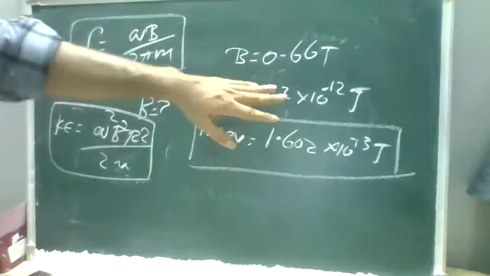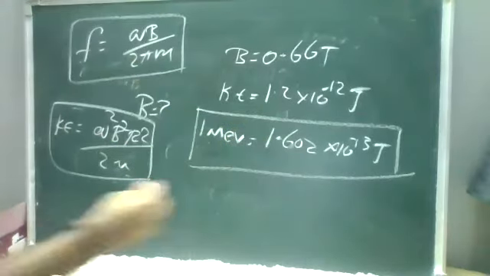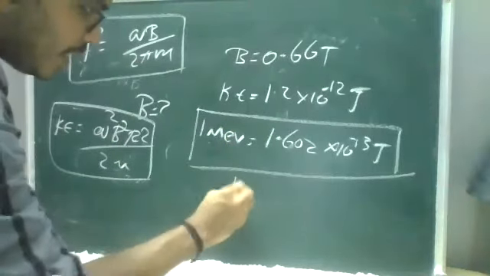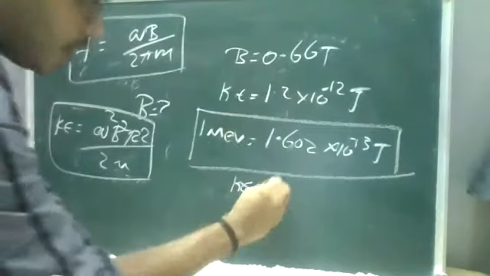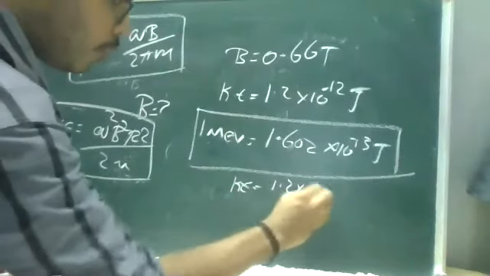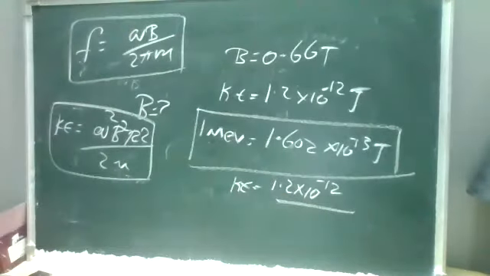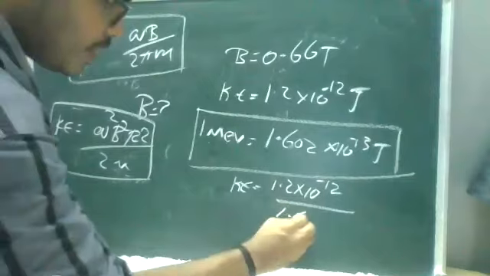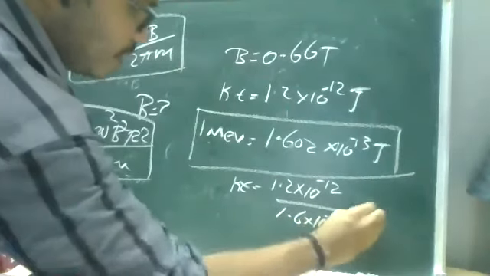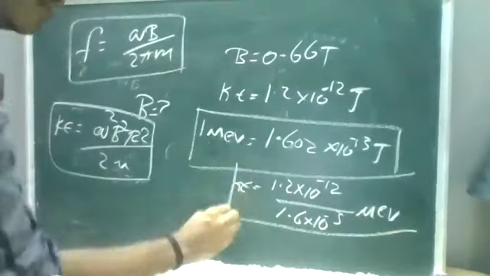Okay, if you want to convert joules into electron volts, the kinetic energy is equal to whatever value you are getting, 1.2 into 10 power minus 12 divided by 1.6 into 10 power minus 13 MeV. This is your conversion relation.